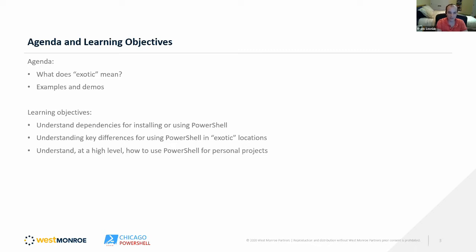But at the end of this talk, I hope you walk away understanding dependencies for installing or using PowerShell. And I don't just mean installing PowerShell 7, I mean that more broadly. And then some key differences for what to expect when you use PowerShell in these exotic locations. Like Sam mentioned, the environments aren't broken, it's more like broken by design. So it's just kind of interesting when you're working in these environments. And again, you'll see a couple examples of that. And then I guess the broad theme here is you can use PowerShell in weird places, and I hope that you walk away thinking about ways to use it perhaps outside of work for maybe personal projects. And I'll talk about that a tiny bit.